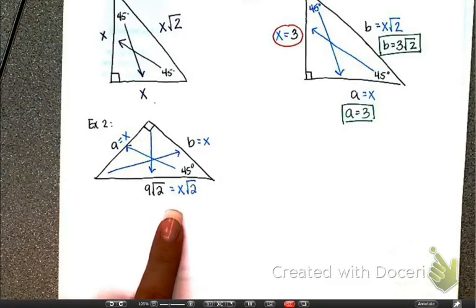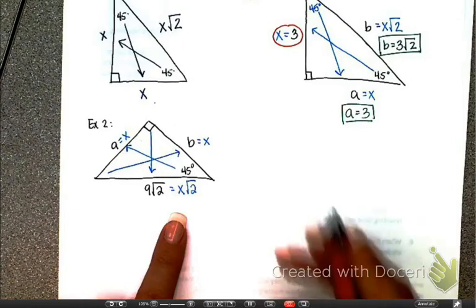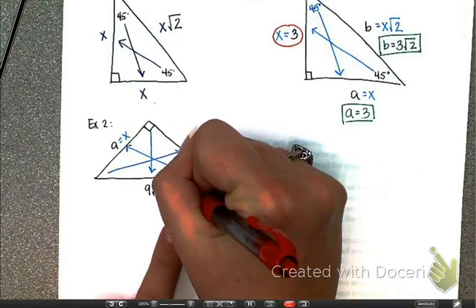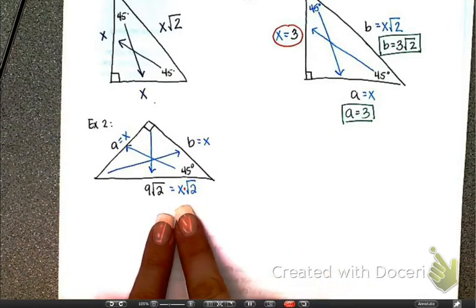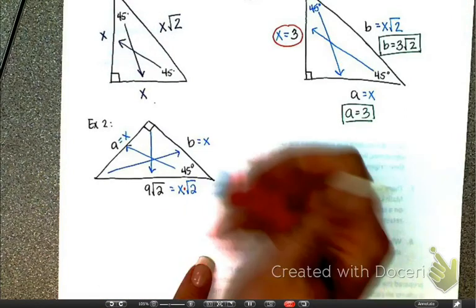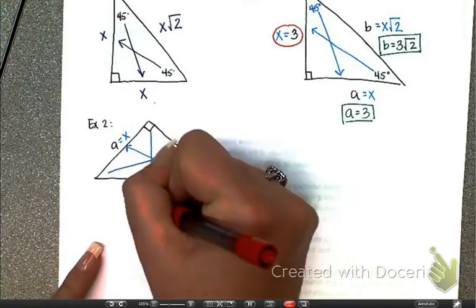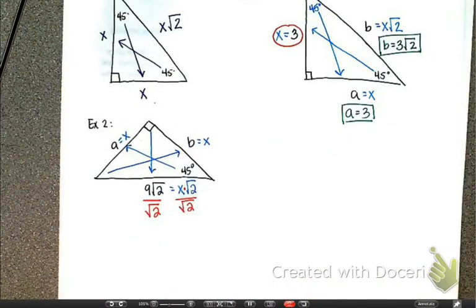So how would I get x by itself? Let's go back to basic algebra 1. How do you get x by itself? What do you have to move? The square root of 2. How would I move the square root of 2? Why'd you choose to divide, Josh? You're correct. Why'd we divide? It's the opposite of multiplication. Right now we're multiplying, and the opposite of multiplication is division. So we're going to divide by the square root of 2. Whatever you do to one side, you have to do to the other side.